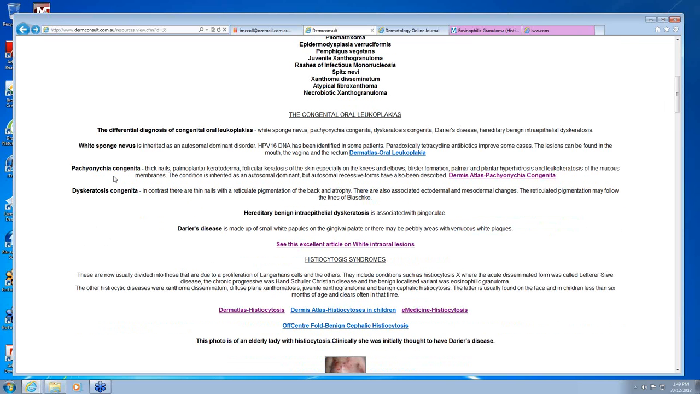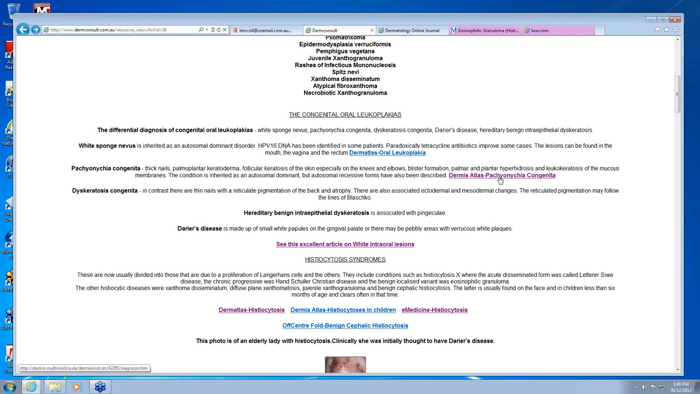Papillomavirus congenita. Whenever anyone mentions that name to me, the first thing I think about are the great big thick nails that they have, gross hypertrophy of the nails. So thick nails are the main thing you think of. Palmoplantar keratoderma should develop as well, follicular keratoses at the knees and the elbows, occasional blisters, palmar and plantar hyperhidrosis, and this leukokeratosis of the mucous membranes that we're talking about just now. Again, it's inherited as an autosomal dominant, but you get autosomal recessive forms.